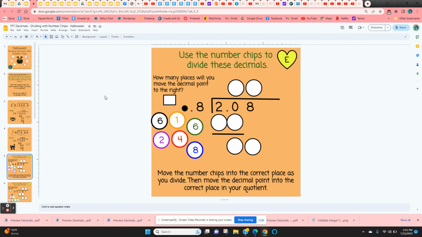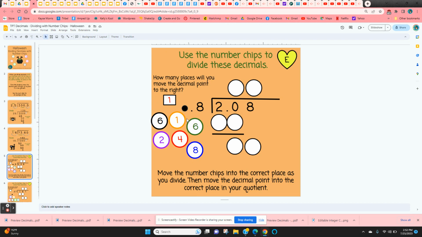Now students are going to start on slide 5, moving these number chips into the correct place in order to do their division. The first thing it's going to ask them is how many places to the right are we moving our decimal point? In this problem, we're moving it one place to the right. So they're going to type in a 1. That'll help them in their answer when they have to place the decimal point in the correct place.